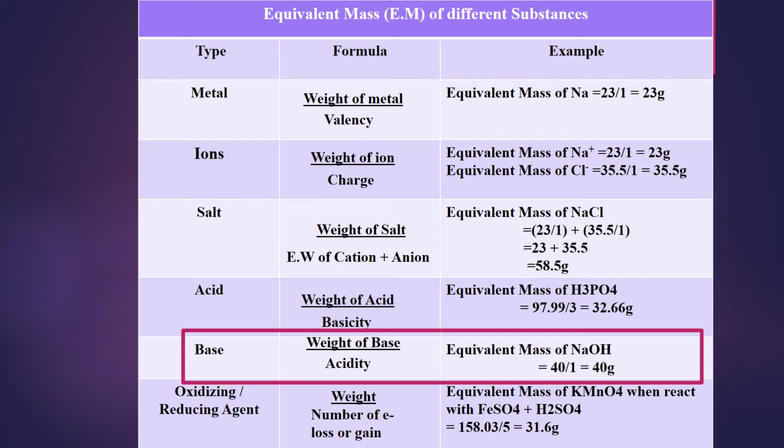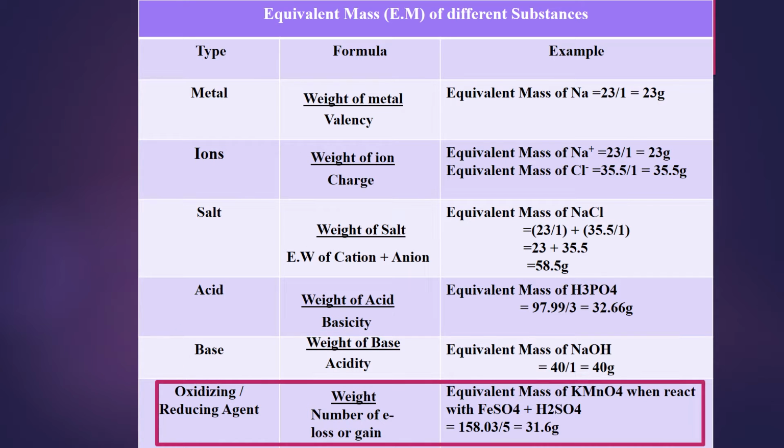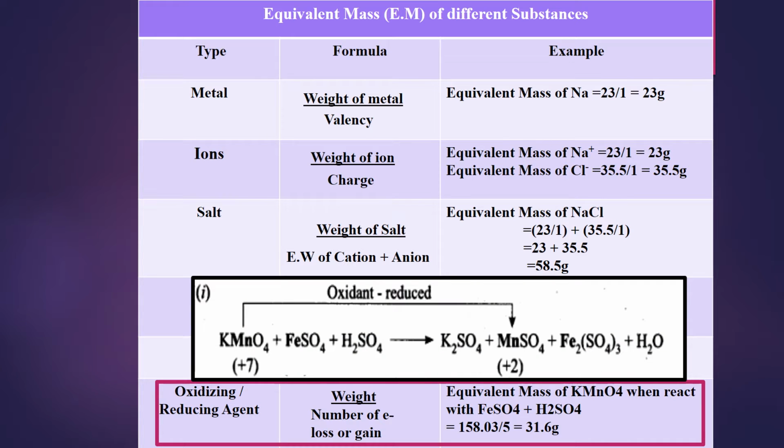For finding equivalent mass of oxidizing and reducing agents, divide molecular weight of oxidizing or reducing agent by number of electrons loss or gain. For finding number of electrons loss or gain, write the balanced chemical reaction involving oxidation or reduction. Find out the oxidation state of oxidizing or reducing agent in both reactant and product. And find out the difference between the two states.